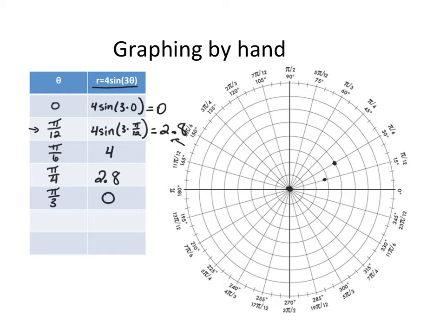So 1, 2, 3, 4, out 4 units. I'm going to face pi over 4 and go out 2.8 units away. And then I'm actually at pi over 3. I'm going out 0 units. So I'm actually back at the pole here.